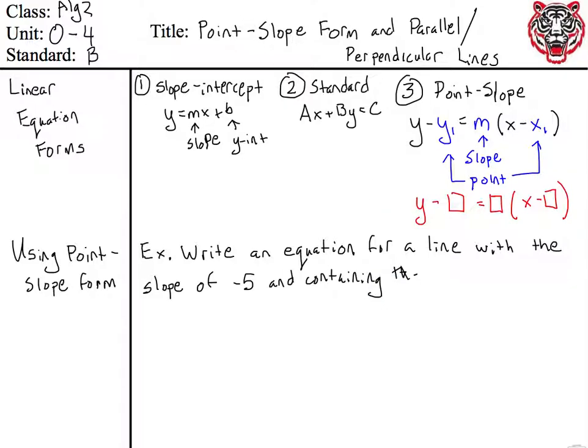Oh my god, my pen is just freaking out. Come on now. And containing the point 2, -3. Get some practice with negatives too. Obviously we're using point slope form to make this go faster. Otherwise you'd have to convert it to y equals mx plus b form. Point-slope form.